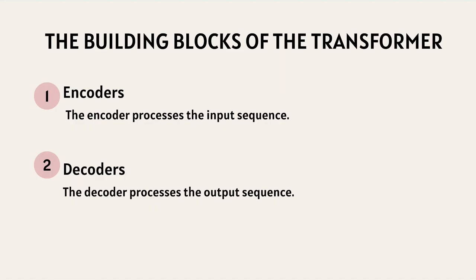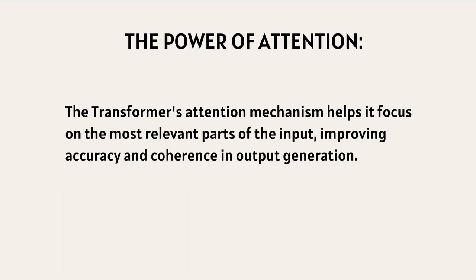The building blocks of the transformer are encoders and decoders. Encoders: these are responsible for analyzing the input sequence, for example a sentence, and extracting its meaning while ignoring irrelevant details. Decoders: these take the encoded representation from the encoders and use it to generate the output sequence. Example, a translation for the sentence provided, an answer to a question, or a creative text format. The decoders also utilize attention mechanisms to focus on the most relevant parts of the encoded representation when generating the output. Let us now look into the power of attention.